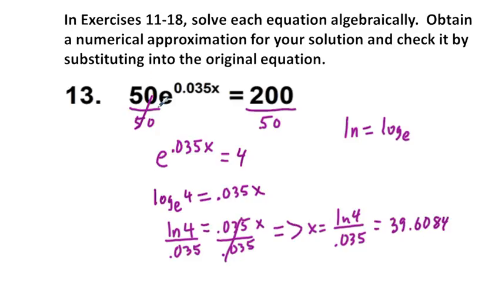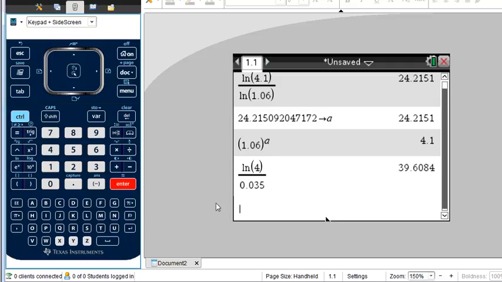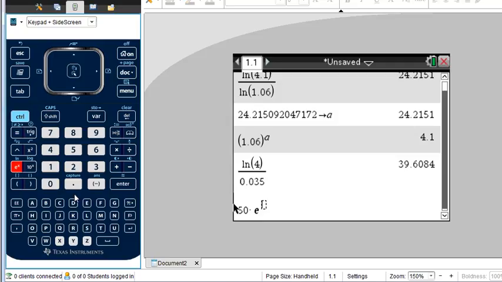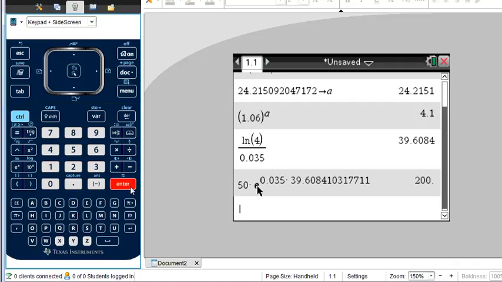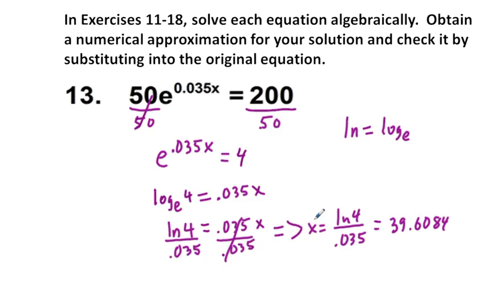Okay, and we're going to be testing that with 50 times e to the 0.035 times 39.684. So here we go, to the calculator: 50 times e to the power of 0.035 times, I'm going to press Control negative sign for ANS, and for this we get 200 back again, so that checks. So we plug back in, that checked.